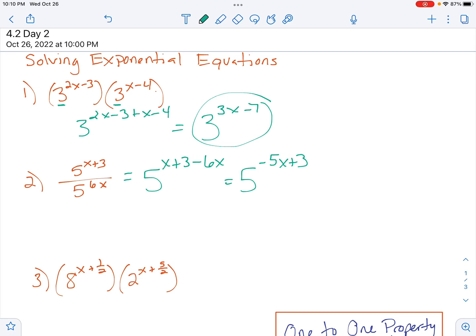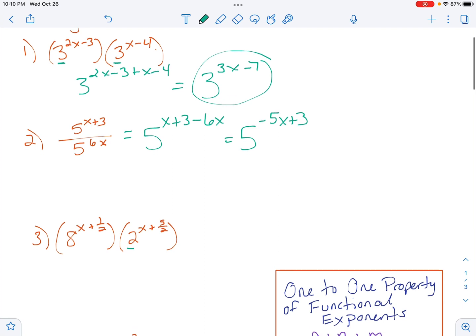Number 3, the bases aren't the same. Could we get the bases to be the same? Can that 8 simplify? So we need the base of 2. 2 to what power is 8? 2 to the third. So if I made this a base of 2, I know that 2 to the third is the same as 8, and that's being raised to the x plus 1/2.